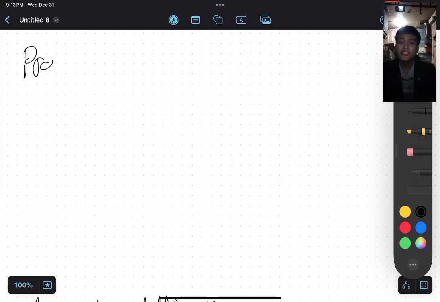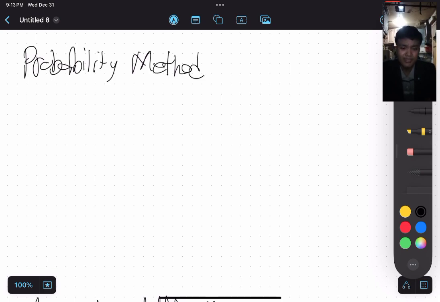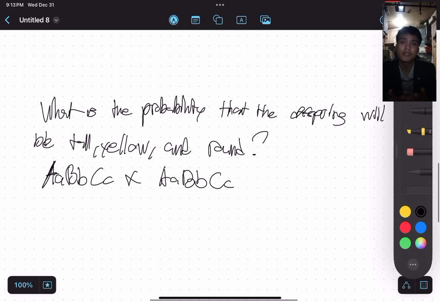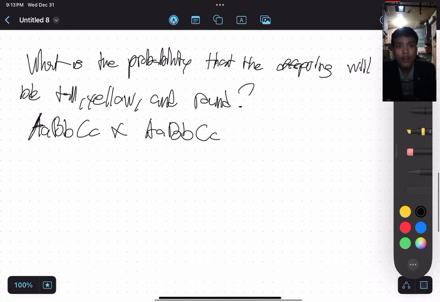Today we're going to talk about a probability method for answering trihybrid problems easier. So here's the question. What is the probability that the offspring will be tall and yellow and round? And the alleles given is that.